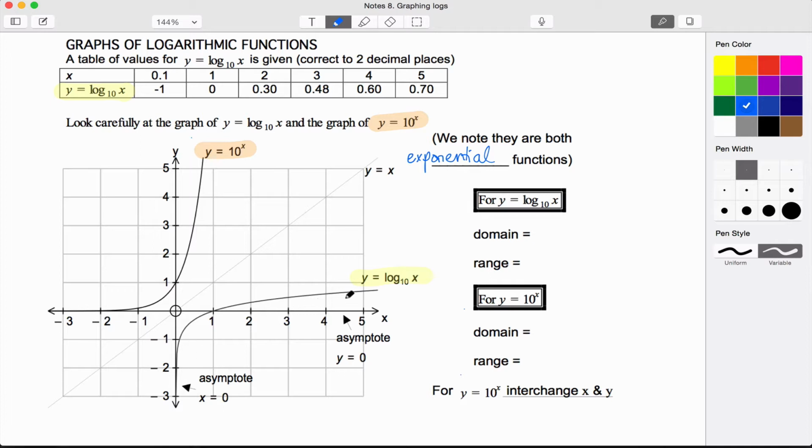For this yellow one, y equals log 10x, the domain is real positive numbers and the range is real numbers. For the orange one, the domain is the x values, which is going to be real numbers, and the range is the y values, and that's real positive.